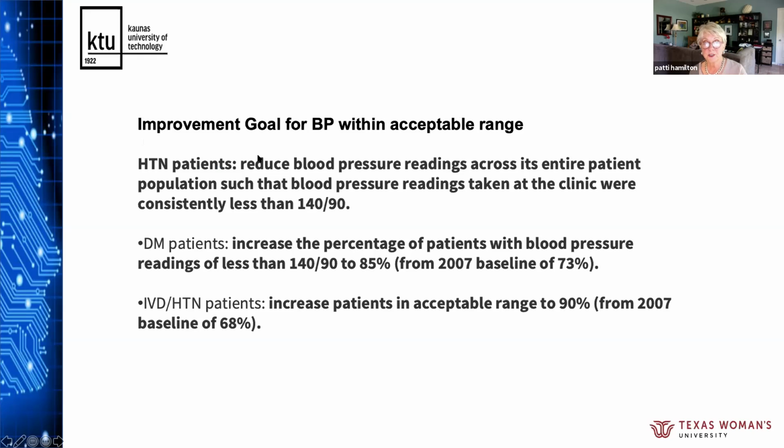For hypertension patients, they wanted to reduce the blood pressure readings across the entire patient population so that blood pressure readings in the clinic were consistently lower. For diabetes patients, they wanted to increase the number of controlled blood pressure readings to 85%. Their baseline had been only 73%. And for ischemic vascular disease and hypertension patients, increase patients in the acceptable range to 90%. Their baseline had been only 68%. So they had very measurable and realistic and complete measures and goals.